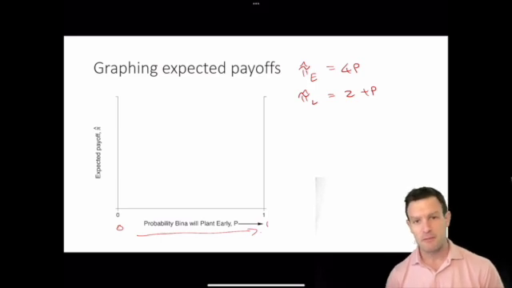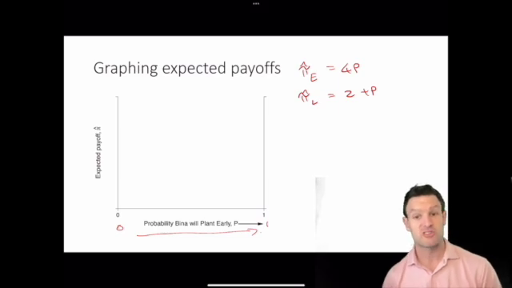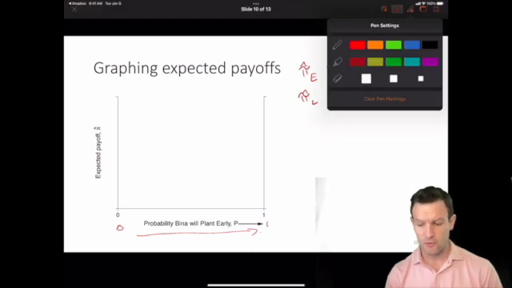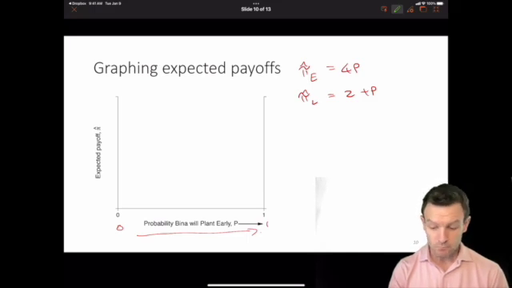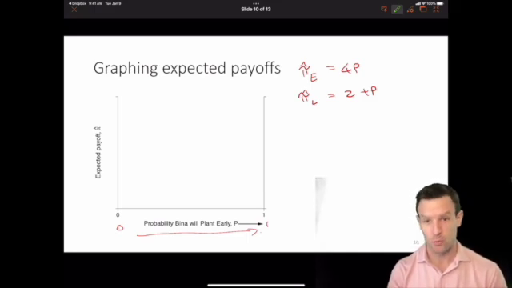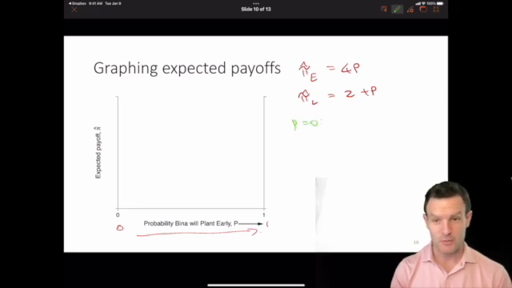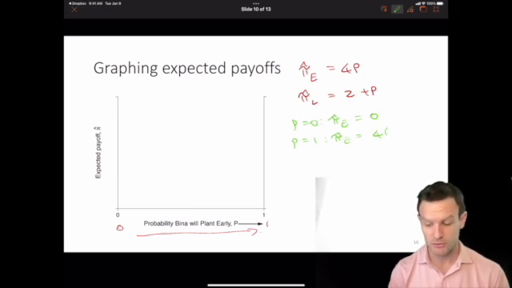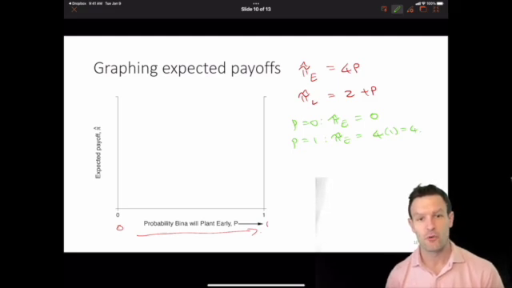Okay, so if we're thinking about plotting the payoff to plant early and the payoff to plant late, what do we have to do here? What we should do is substitute in two values of P to understand what the intercepts would be at P equal to 0 and P equal to 1. Okay, so let's do that now. For pi hat E, when P equals 0, pi hat E equals 0. 4 times 0 is 0. When P equals 1, pi hat E equals 4 times 1, which is equal to 4. Okay, that's what we have for the two intercepts there.